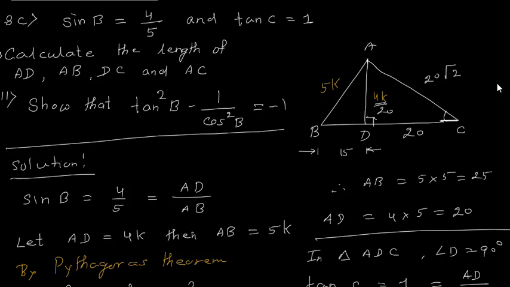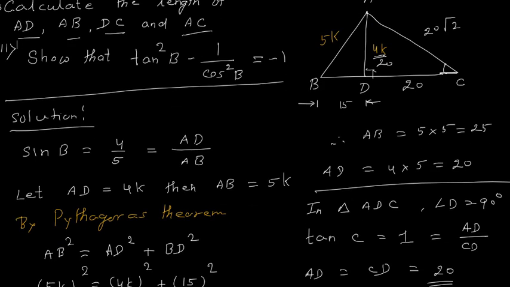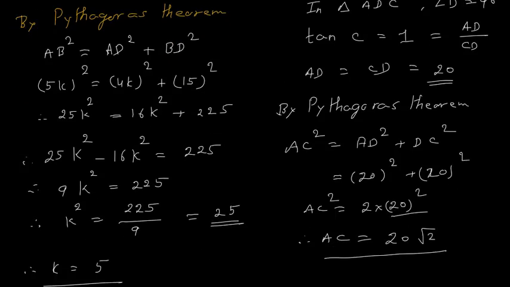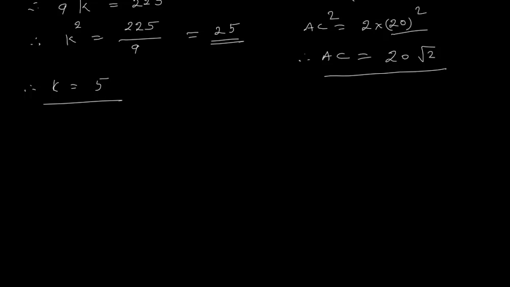Now we have to find AD, that we have done. We have to find AB. Again we know DC and we know AC. Okay. So all these values we have found out. So once again you can write all these values and then you have to show that tan square B minus 1 upon cos square B is equals to minus 1. So tan square B minus 1 upon cos square B. What is 1 upon cos? 1 upon cos is sec. So I will say tan square B minus sec square B.